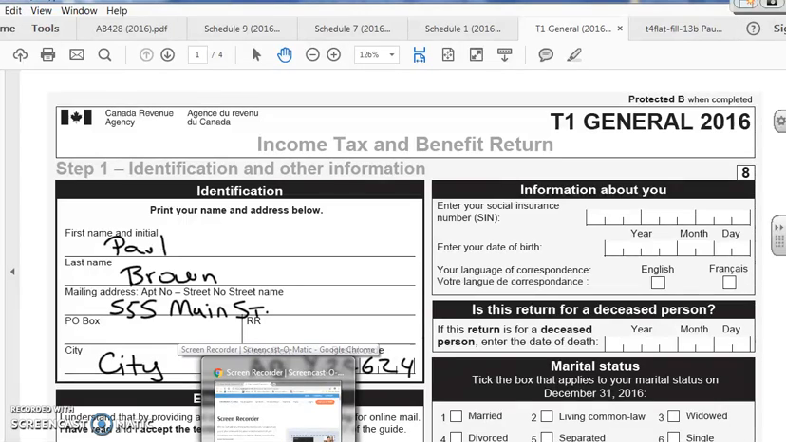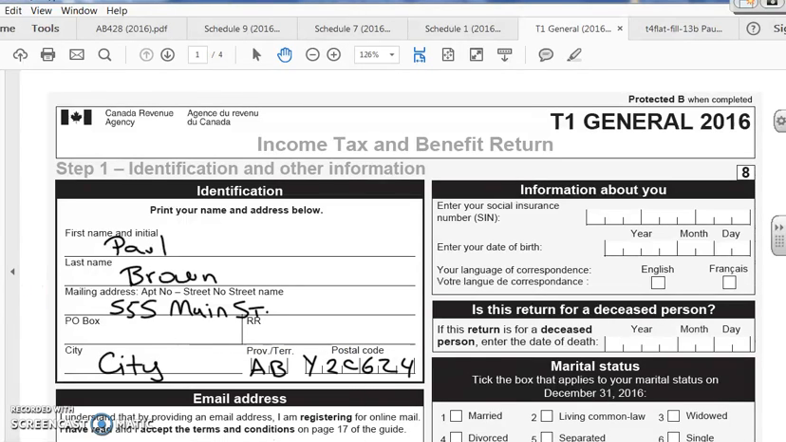Y2C6Z4 is the postal code, and the reason why we're using this is because that's what is printed on his T4. His social insurance number, for COM, we're always going to be using 1, 2, 3, 4, 5, 6, 7, 8, 9. Please never put your actual social insurance number unless it is actually needed. We are going to assume that Paul Brown is in fact 16 and was born in the year 2000, January 2nd. He speaks English.